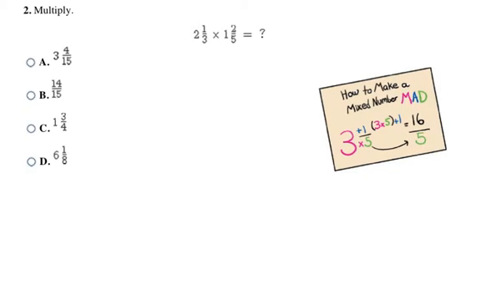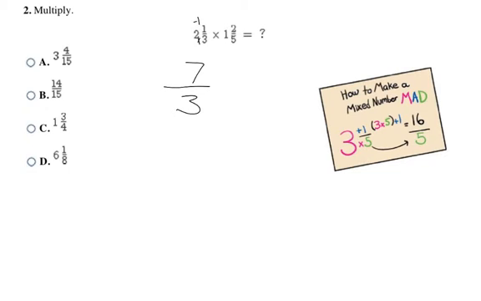So MAD stands for multiply, add, and then you're going to move the denominator. So that's the D, the denominator. So 2 1/3, I'm going to multiply 2 times 3, and then add the 1. So 2 times 3 is 6. Add 1, that's a 7. And then the denominator stays the same.